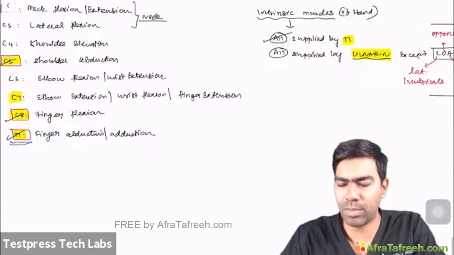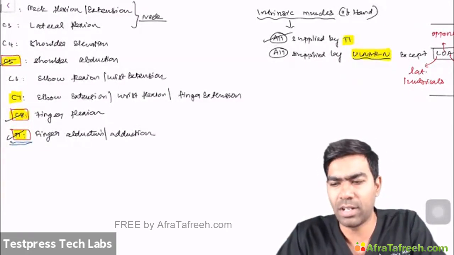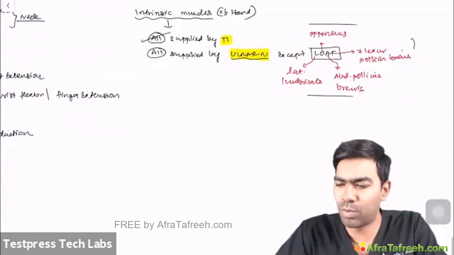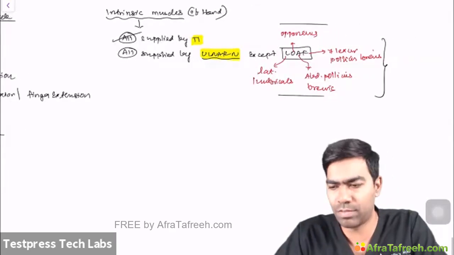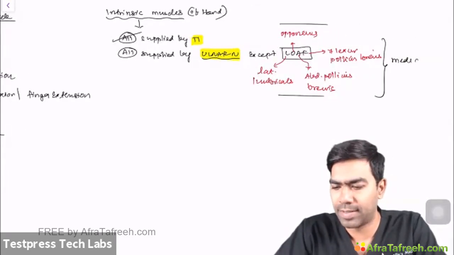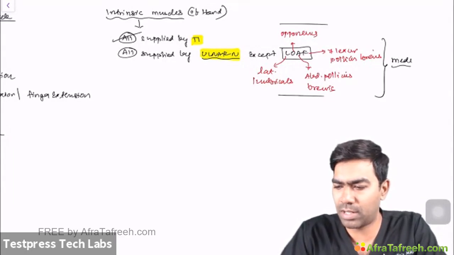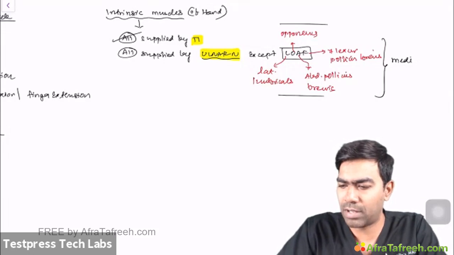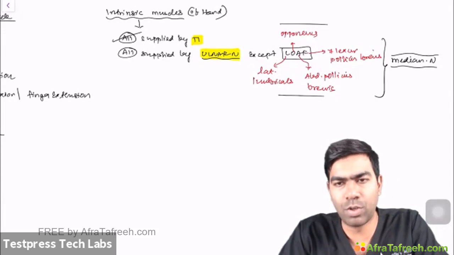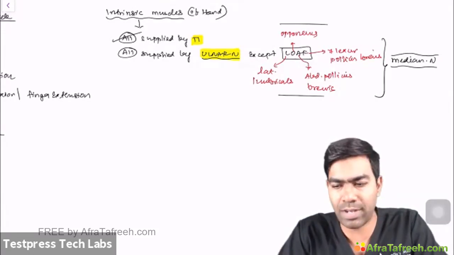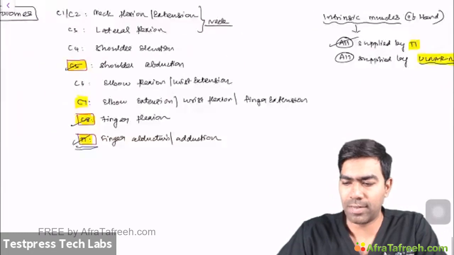So these are the 2 other important points that are very, very commonly asked in exams. Which nerve supplies this LOAF group of muscles? We know that it's the median nerve. Except LOAF, everything is supplied by the ulnar nerve only, but this LOAF group of muscles are supplied by the median nerve. That's all. If you know this much for exams, it must be more than enough as far as the myotomes are concerned.